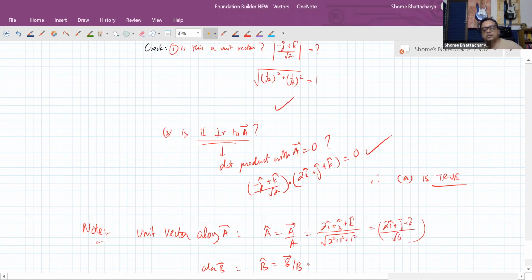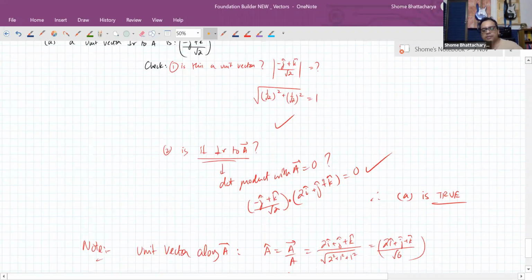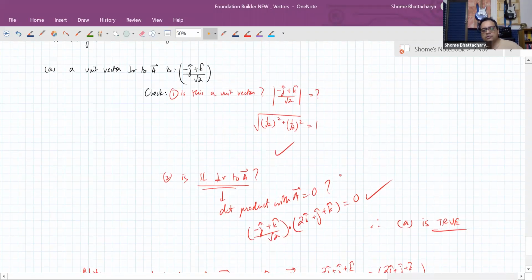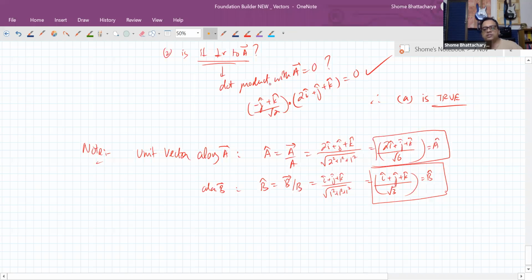So this should be this. And this should be B, which was I cap plus j cap plus k cap, I think it was. Yeah. So divide that by its own magnitude. That's root 3. So B's unit vector, or the unit vector parallel to B or along B, any of these statements you can make, is this, and similarly A's unit vector is this one. So this is how you can check those options which are about the parallel unit vectors.